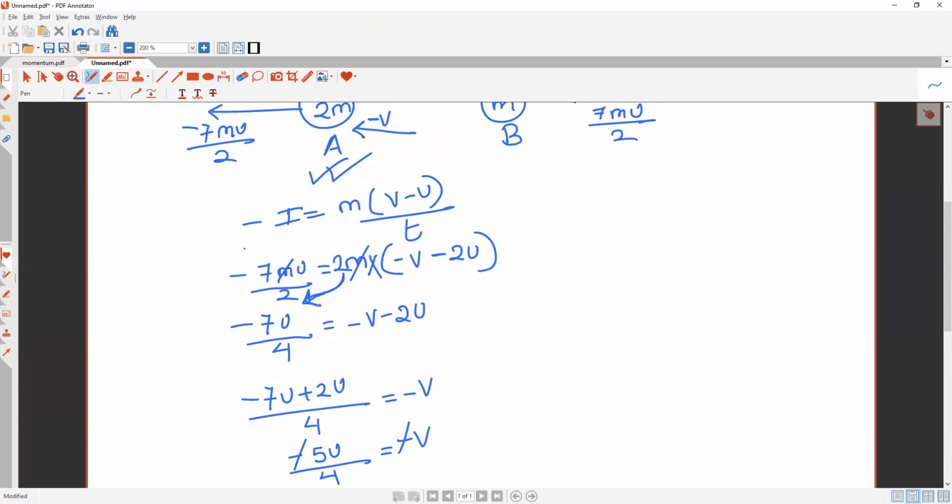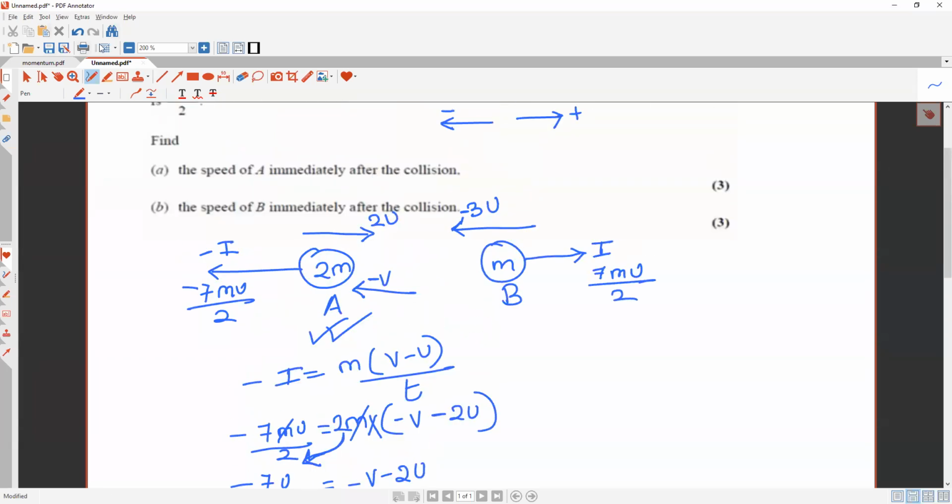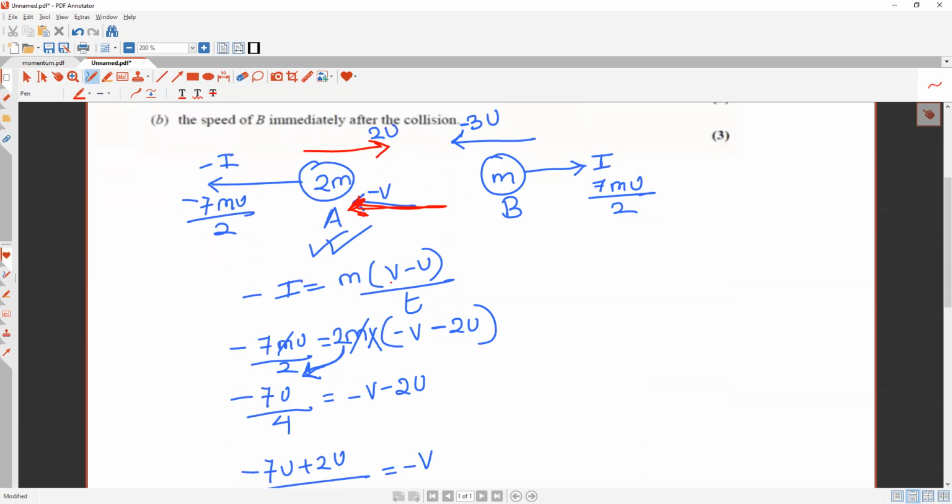That's right. Okay, I got it. Where did minus v come from? Minus v, yeah. See, A is going towards the right, but this is before collision. And after collision, I'm assuming that A will turn its direction. That's my assumption. Since my assumption is in the opposite direction, my v is also negative. Clear? So that's why I took my v to be negative, because I assumed the final velocity to be in the opposite direction.